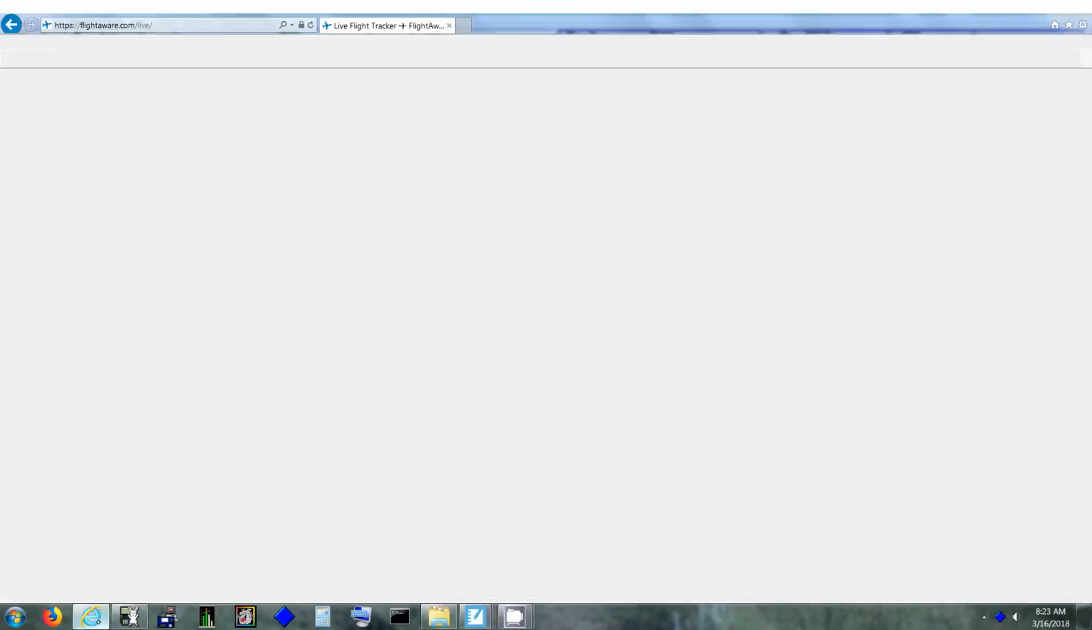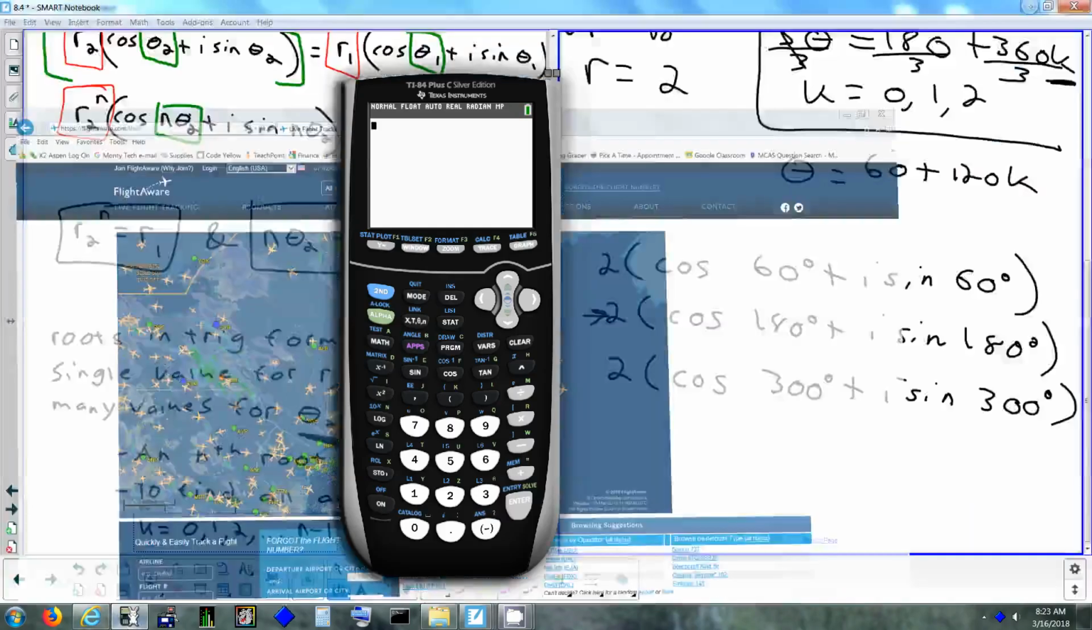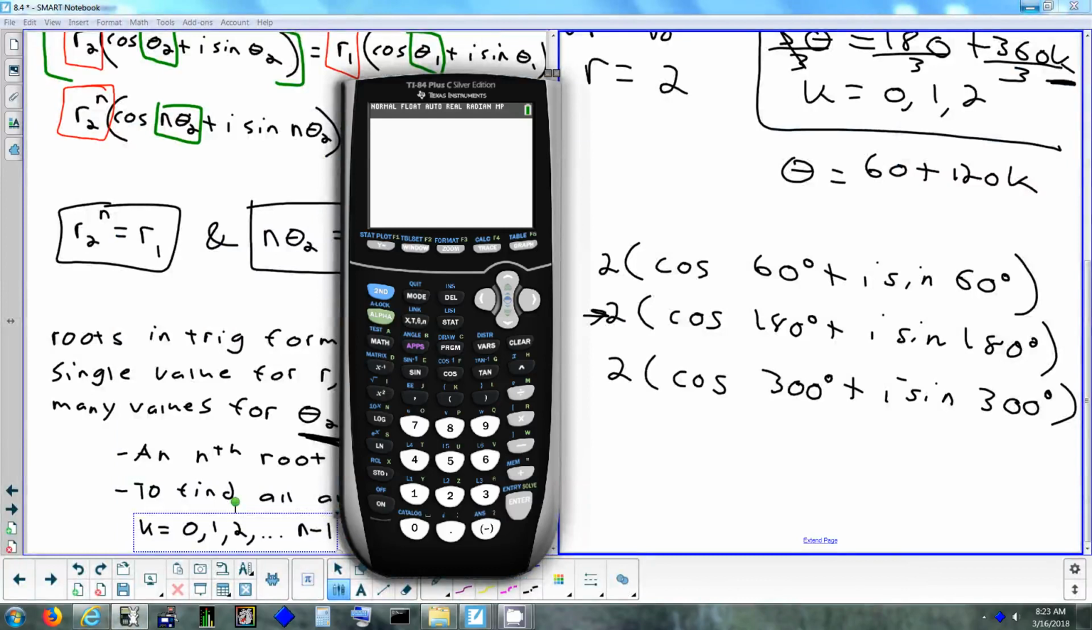Look at that middle one. If you were to do that middle one out, 2 cosine 180, and actually put it in degrees first. So put it in degrees. 2 cosine 180, I get -2, plus, let's do 2 sine 180. I get -2 plus 0i. -2 plus 0 is -2. So that's -2 right there.